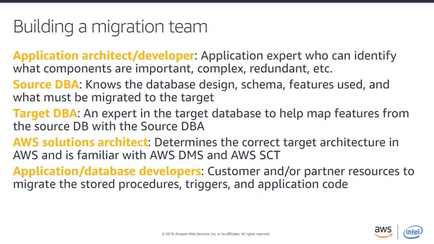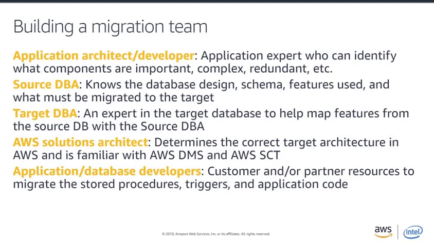You will need a few key people on your migration project. The first is an application architect or lead developer who understands the application deeply and can guide the team on what components are important, complex, redundant, etc. The DBA for the source system should know the database design, schema, features used, and what must be migrated to the target database. The DBA for the target database might have to be someone that you bring into the company if you don't already have the skills for the target database. They will have to work closely with the DBA of the source database to map features correctly.